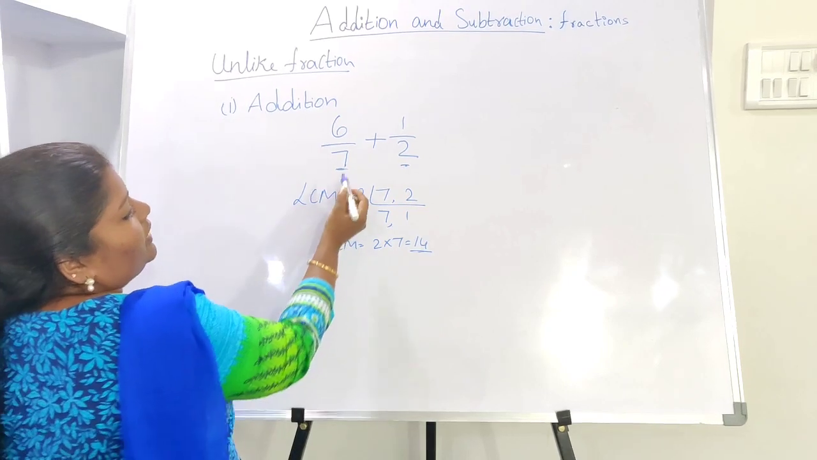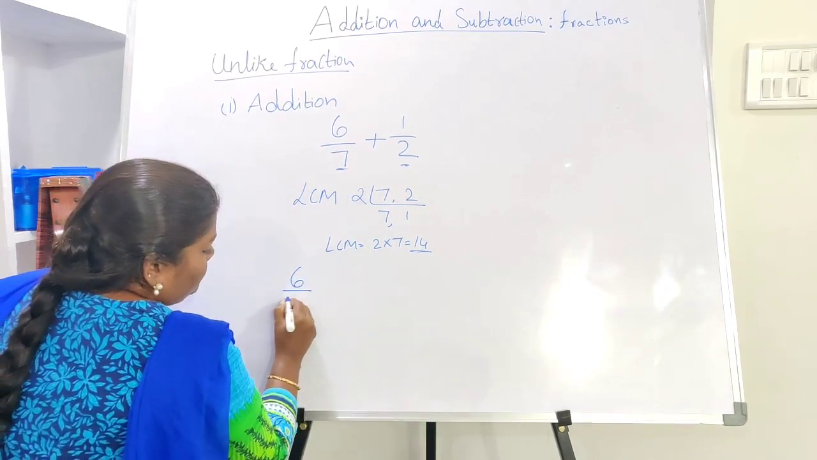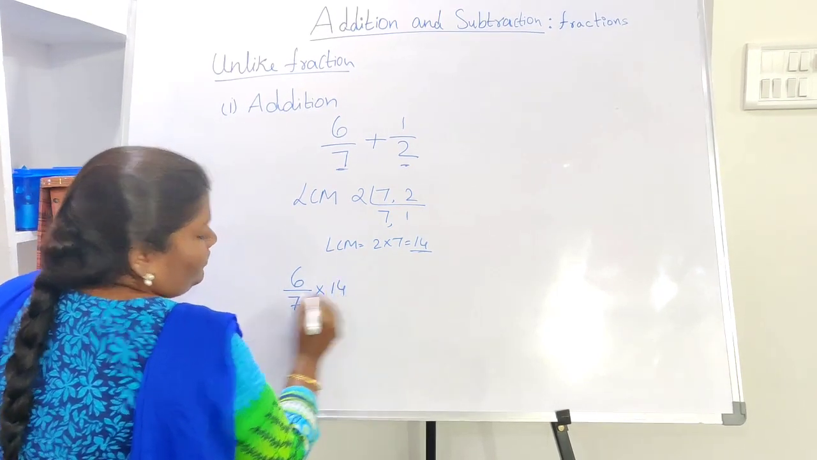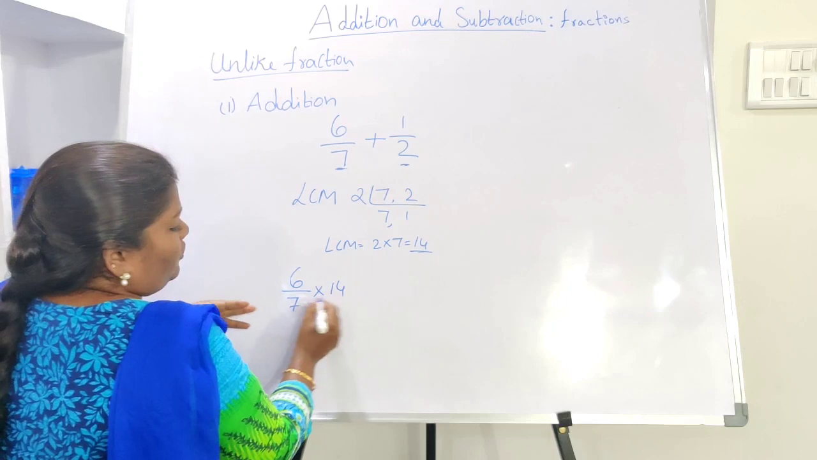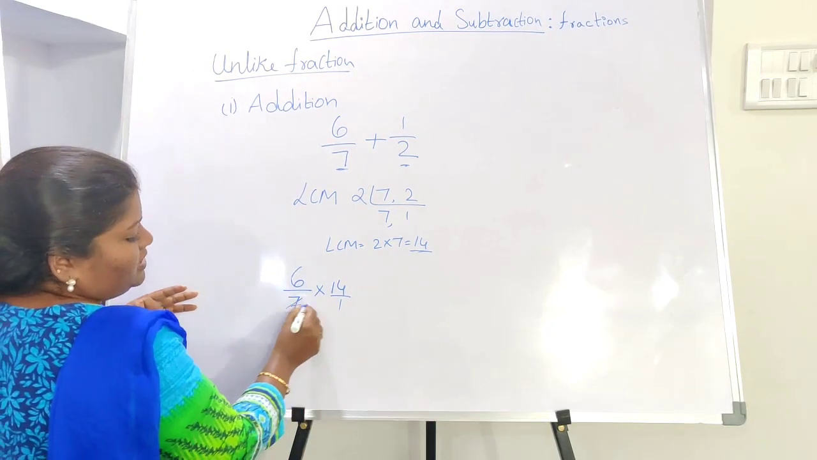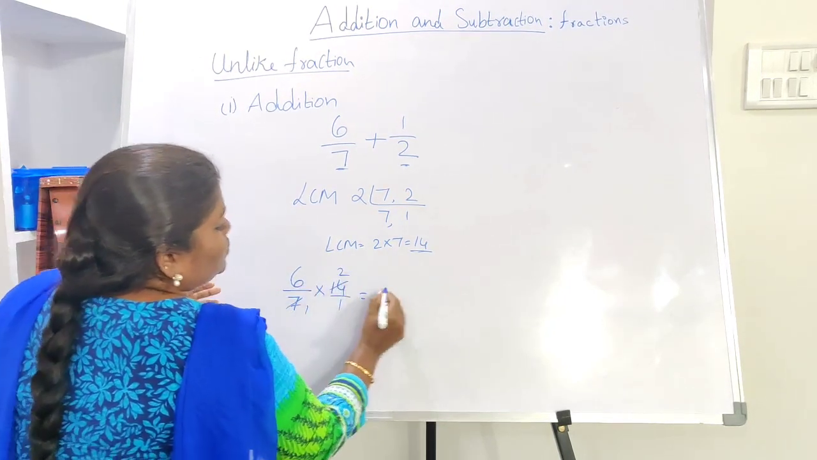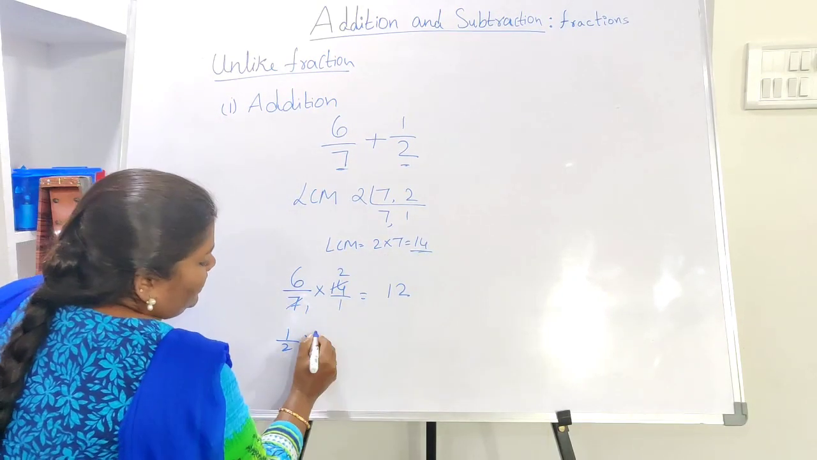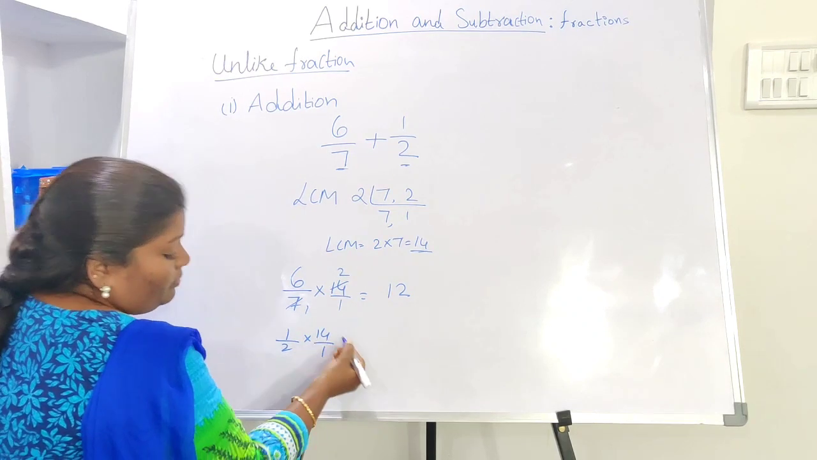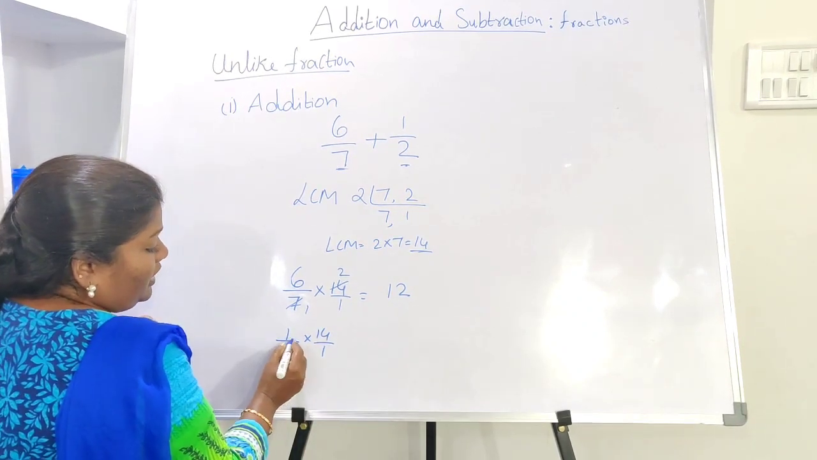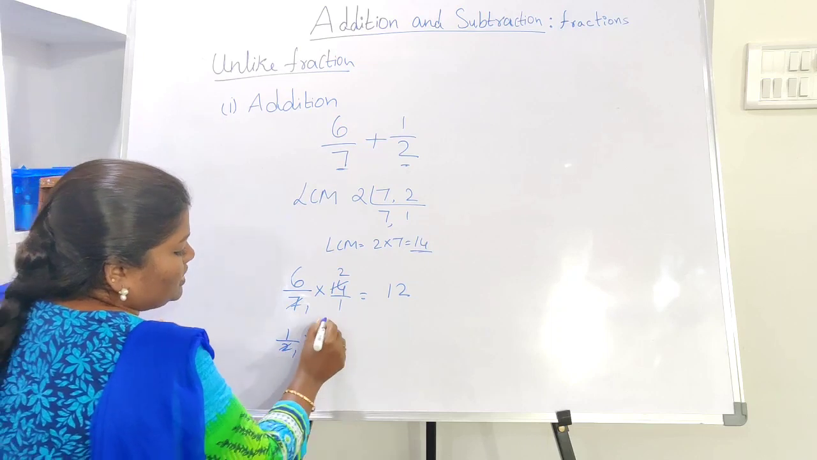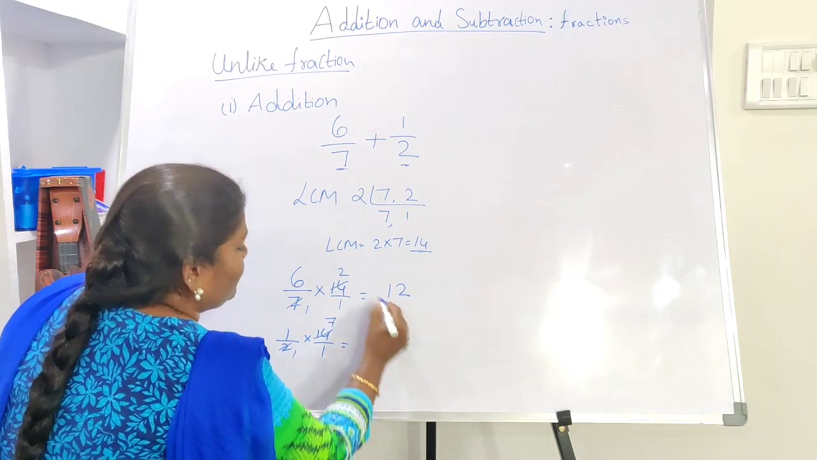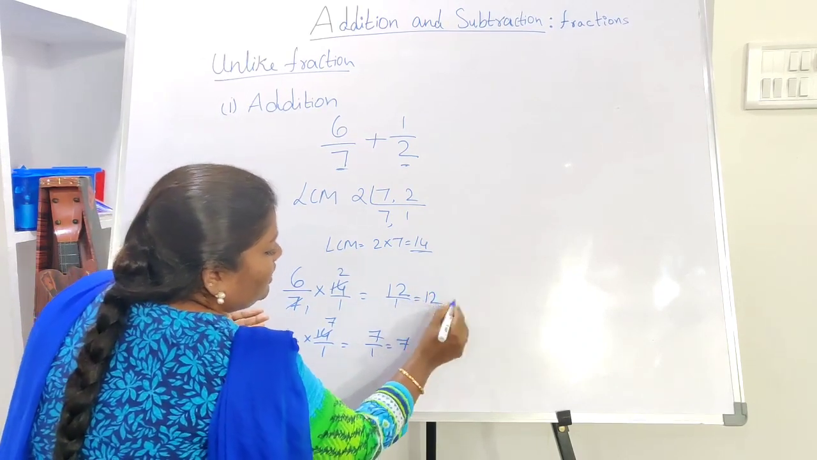What you have to do next is take the first fraction and multiply with 14. Here 14 is 14 by 1, do cancellation: 7 ones are 7, 7 twos are 14, so 6 twos are 12. Now take the second fraction and multiply with the LCM, 14, which is 14 by 1 in fraction representation. Now 2 ones are 2, 2 sevens are 14, so 1 into 7 is 7 by 1, that is 7. The first one is 12 by 1, that is 12.